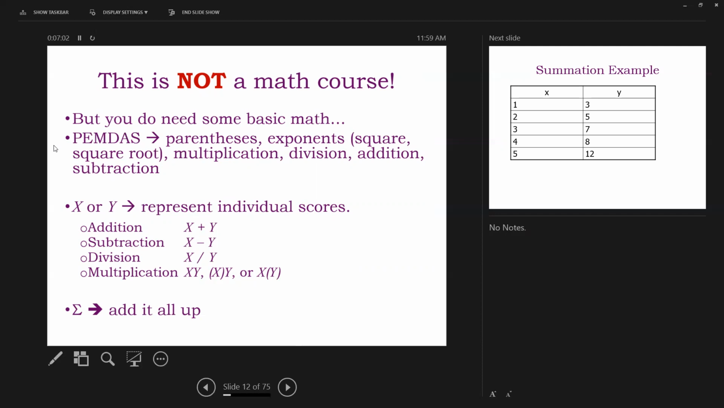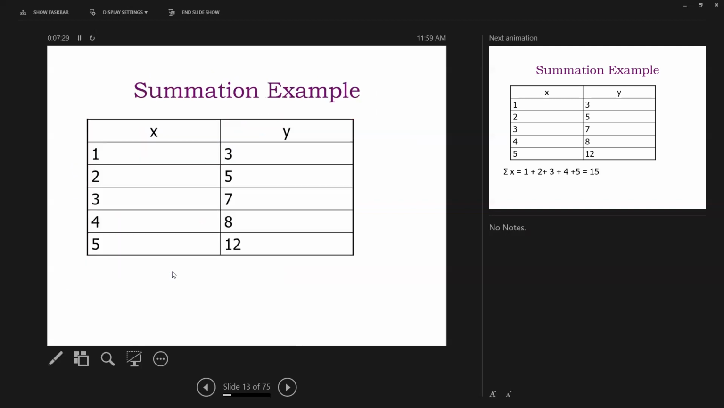But even though it's not a math course, you do need some basic math. You need to know order of operations, parentheses, exponents, multiplication, division, addition, and subtraction, right? You need to know that X or Y, for example, represent individual scores, okay? So addition, X plus Y, and so forth, right? What might be new for you is this uppercase Greek letter sigma, okay? This means add it all up. So let's walk through that, okay?